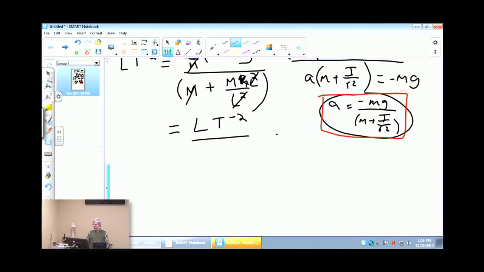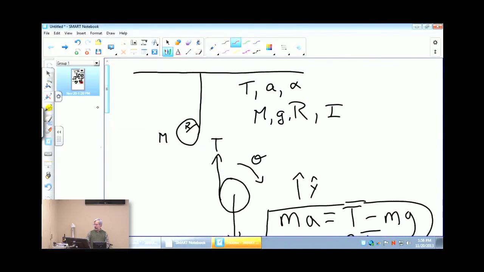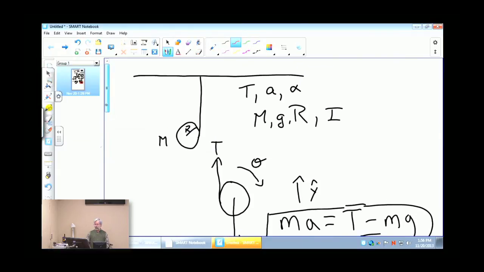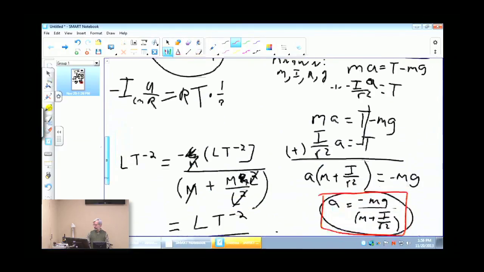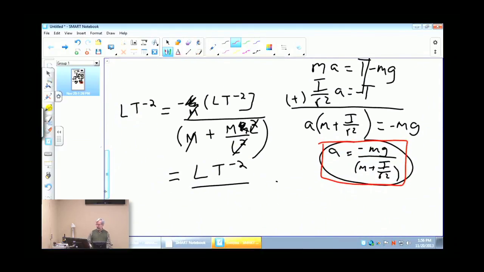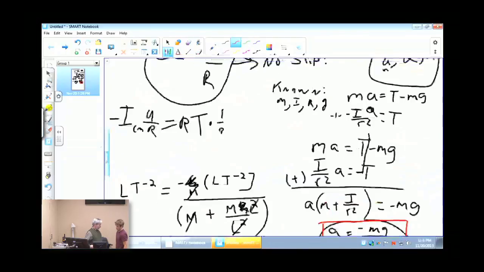So, Mr. Sharp, what else do we need to do here? We found one unknown, we need to find one of the others. So what's the next step? Find the angular acceleration. Okay, so please do that for us. You can move this up and down, so you can scroll up and down and see if you can find how to find the angular acceleration.